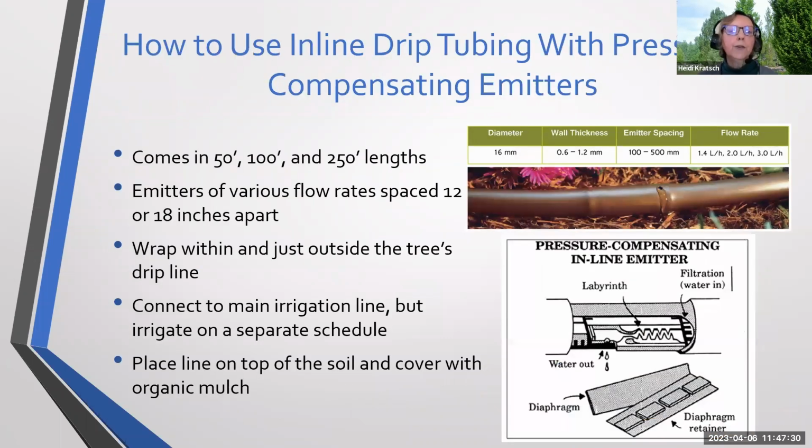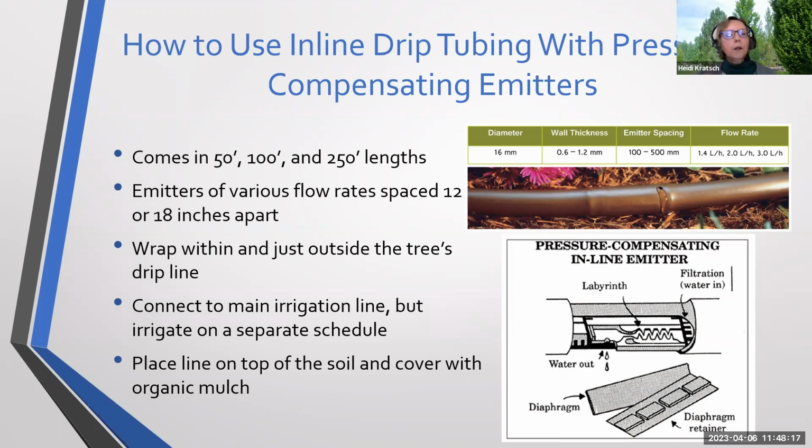A little bit more about inline drip tubing. It comes in different lengths, usually 50, 100, 250 foot lengths are pretty common. The tubing has pre-installed emitters of various flow rates. Some common rates are 0.6 gallons per hour and 0.9 gallons per hour, although depending on the company, it might be 0.5 gallons per hour and 1.0 gallons per hour. And then the spacing can vary from 6 inches apart all the way up to 24 inches apart. But again, for trees, the most commonly used spacings are 12 inches and 18 inches apart. And you would make that decision based on your soil texture.